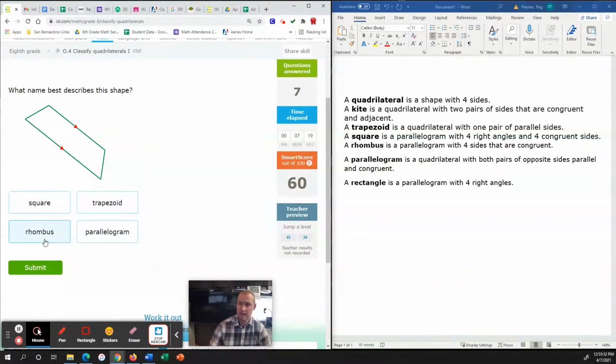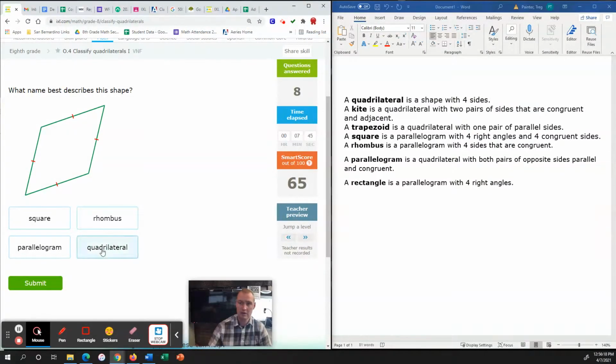A rhombus must have four sides that are congruent. Well, all four sides are not the same. A parallelogram is a quadrilateral with both pairs of opposite sides parallel and congruent. So a parallelogram would be just like this, but this side here and the top side here would also have to be parallel, and they're not. So a trapezoid is the only correct answer here. The other ones are not even correct at all.